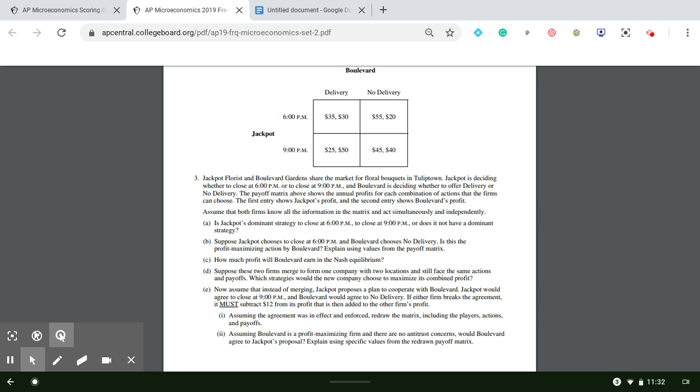Okay, so they're independent, but they're interdependent. They act independently, but they're interdependent. Their decision affects each other. Is Jackpot's dominant strategy to close at 6 p.m. or to close at 9 p.m., or does it not have a dominant strategy?